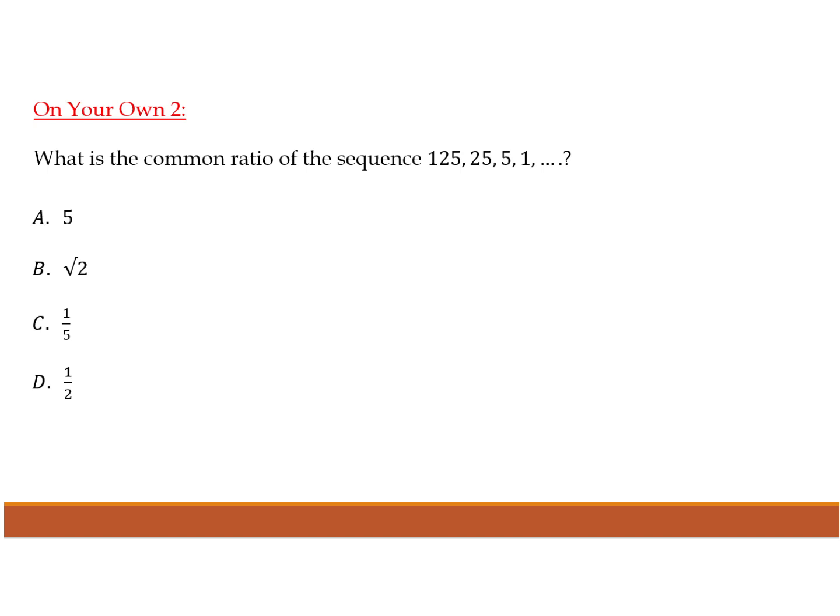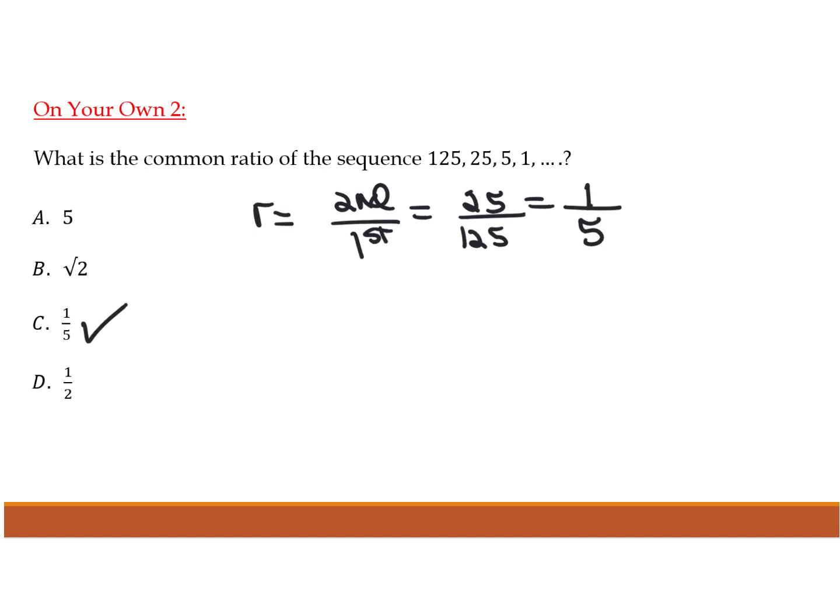All right, another example of finding the common ratio. Again, the common ratio is the second term divided by the first. That's going to be 25 divided by 125. And when I simplify that on Desmos, I get 1/5, which is answer C.